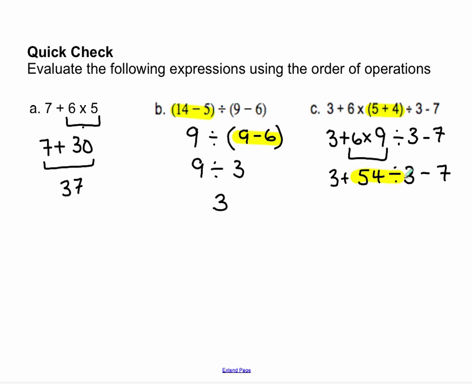I'm going to use the highlighter method. So 3 plus 54 divided by 3 is 18. And now we add and subtract from left to right. So 3 plus 18 is 21, minus 7 is 14. And we did it. It doesn't matter what method you choose, as long as you're successful in your answer.